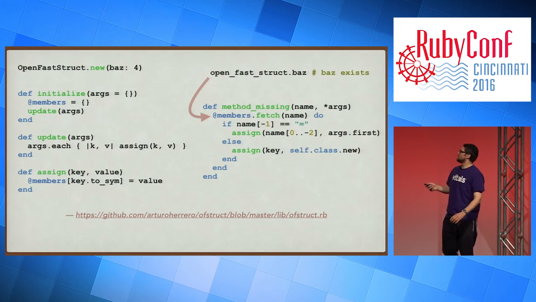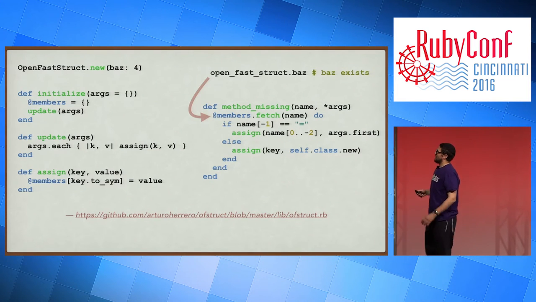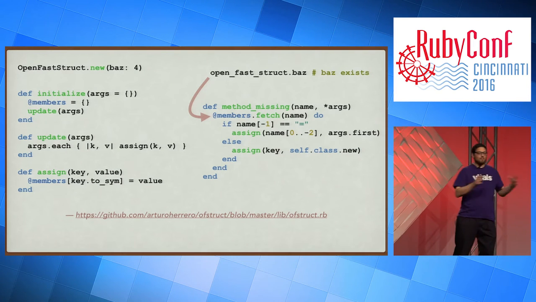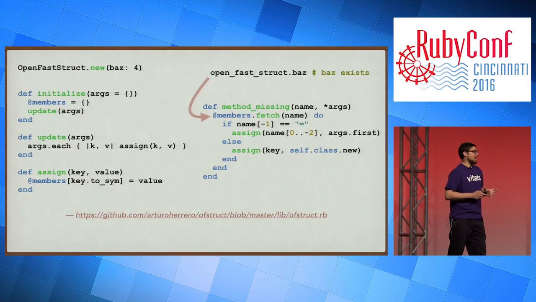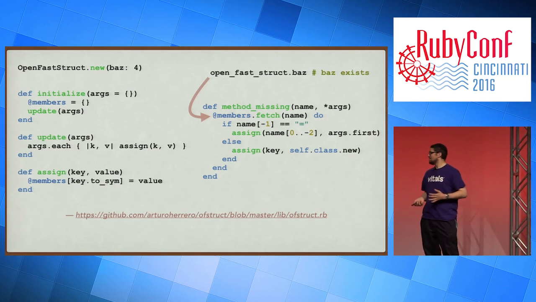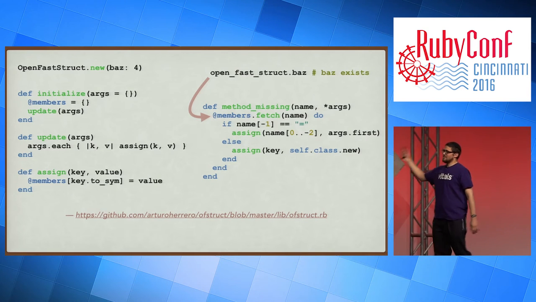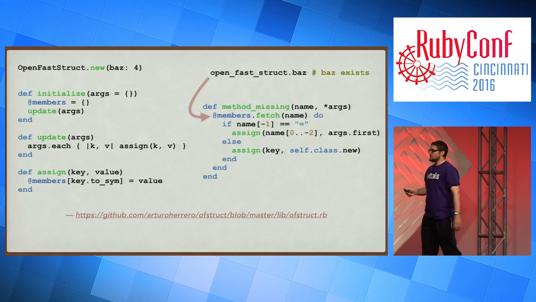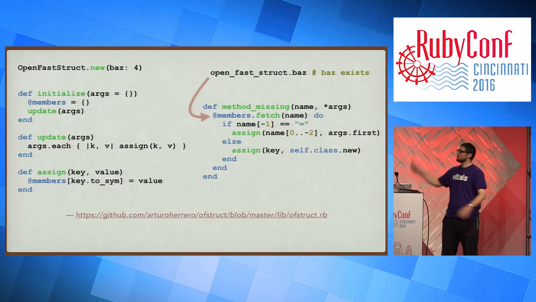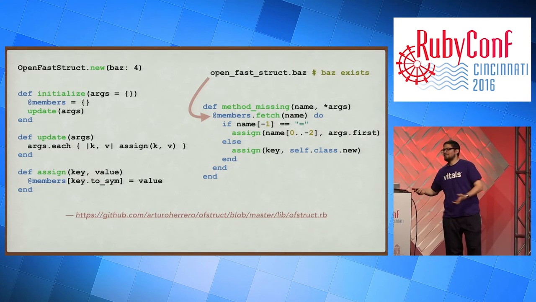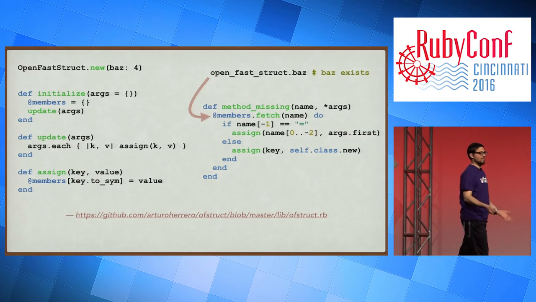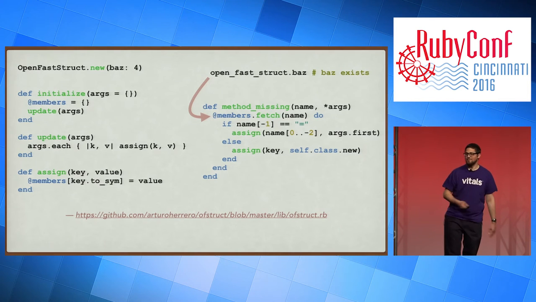The first situation is, let's say we're calling method missing and we're trying to get a value out of our OpenFastStruct. It's going to call fetch on our @members hash. And fetch is a method which has different behavior depending on what arguments you give it. But if you give it a single argument and a block, as we're doing here, it will first check, is this a key in the hash? If so, return the value. If not, run that block as a kind of default result. So first we say, okay, is Baz a key in the hash? If so, then we're done. If not, run the block.